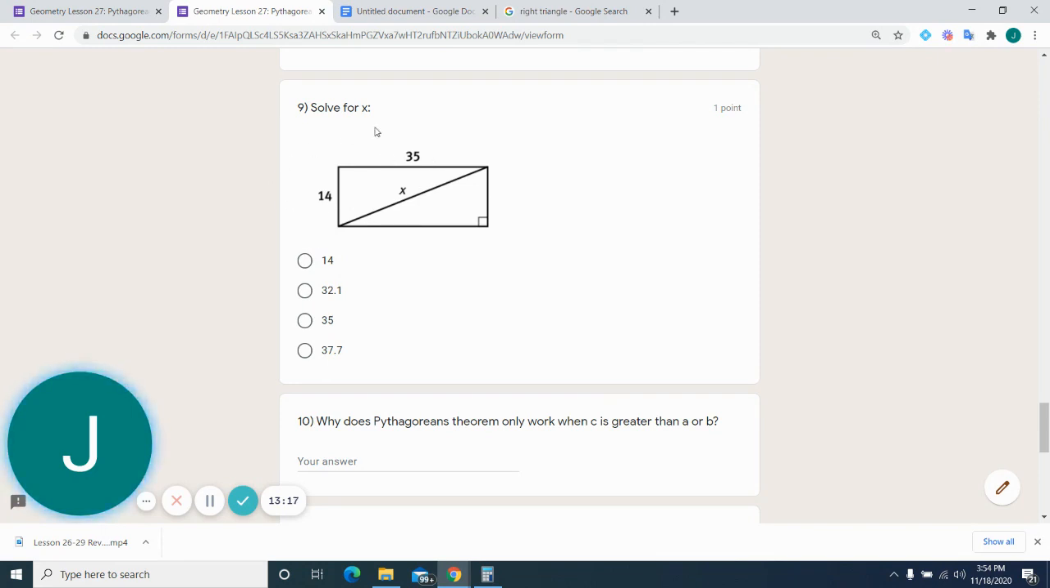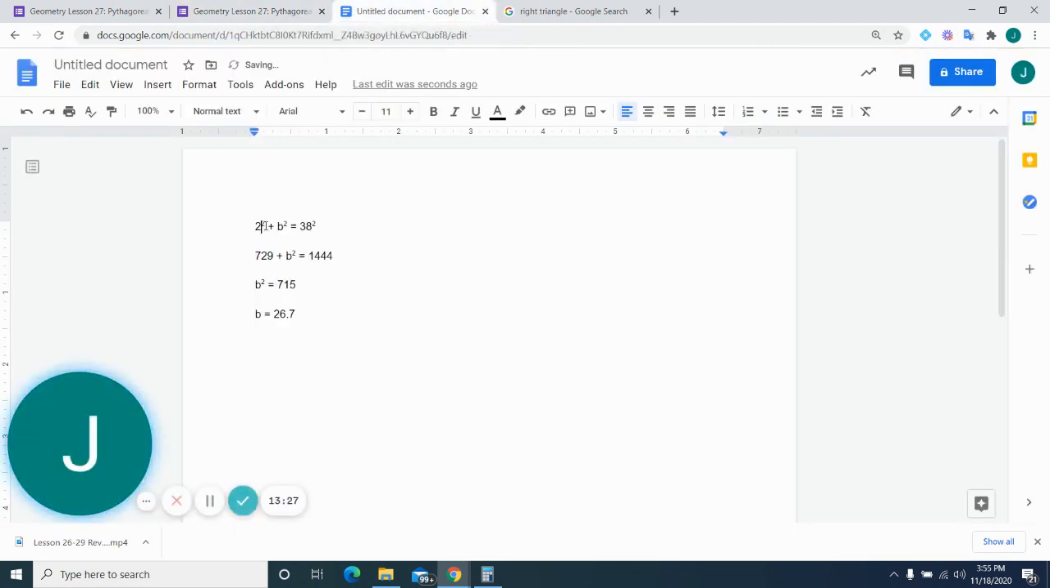Okay, here we get one that's set up like our original questions where x is the hypotenuse now. So you need to find the hypotenuse. So our equation here will be 35 and 14. So 35 squared plus 14 squared is going to equal, I can just do this, is going to equal C squared.